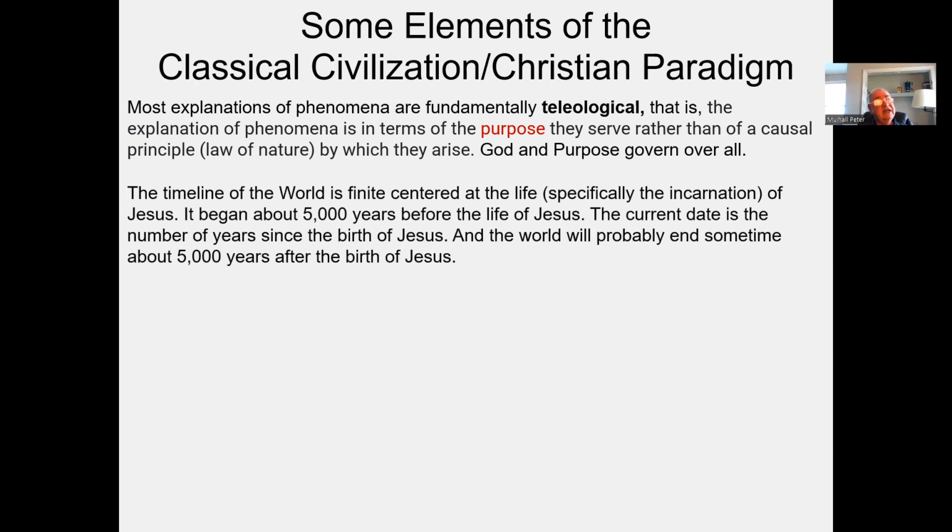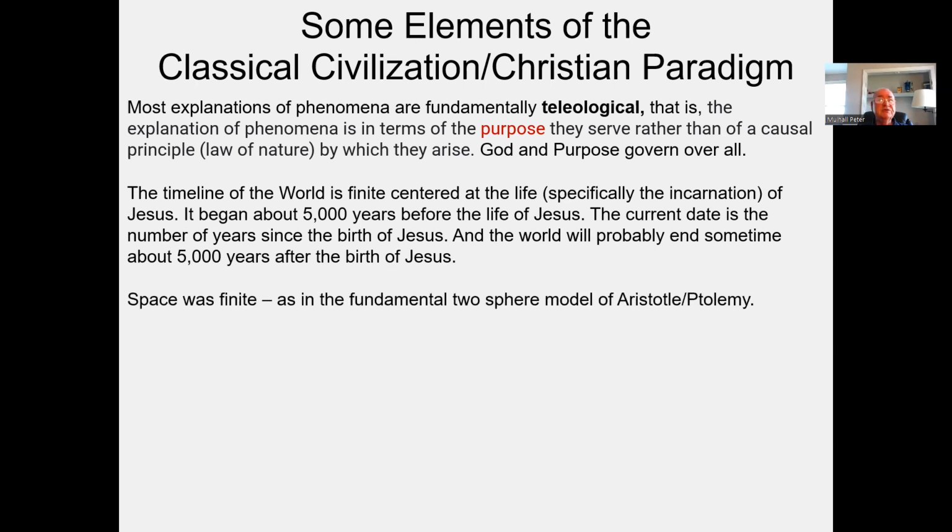The timeline of the world was finite to the people of the late Middle Ages and the Renaissance, centered on the life, specifically the incarnation, of Jesus. It began about 5,000 years before the life of Jesus. The current date, whatever it would be, 1550, would be the number of years since the birth of Jesus. And when will the world end? Well, no one really knew, but probably somewhere around 5,000 years after the birth of Jesus. Kind of a nice symmetry. No one really knew when the second coming was coming, but it was coming, and not so far away, clearly not any further away than the beginning was. So the world was very finite and comprehensible in time.